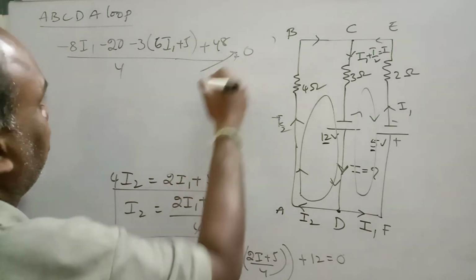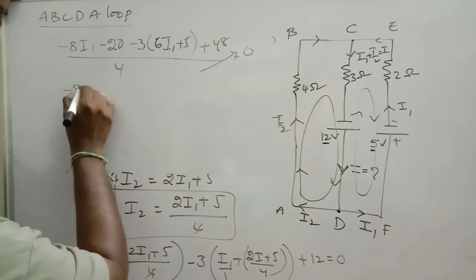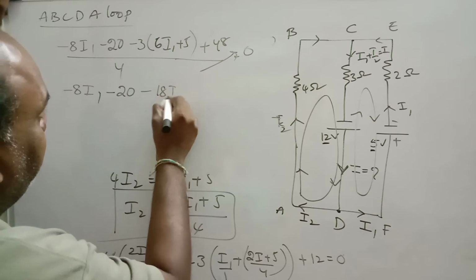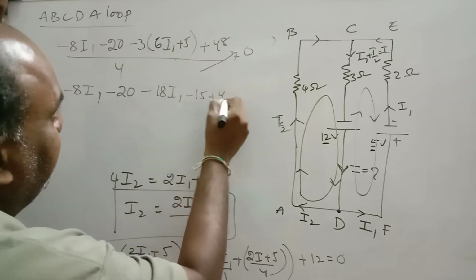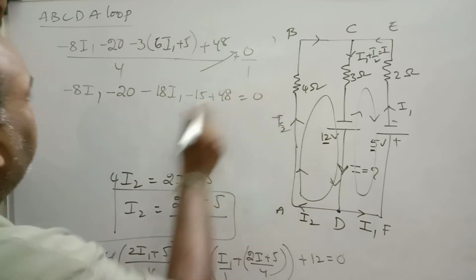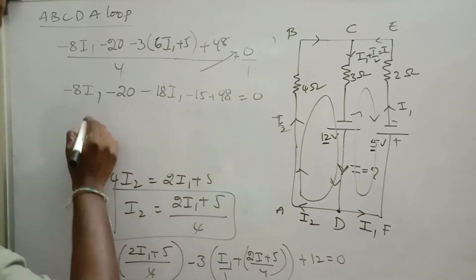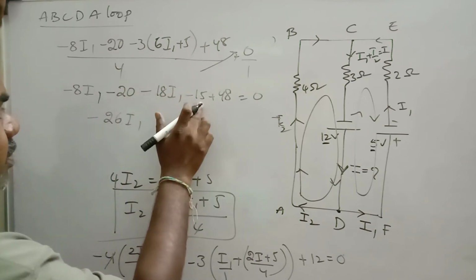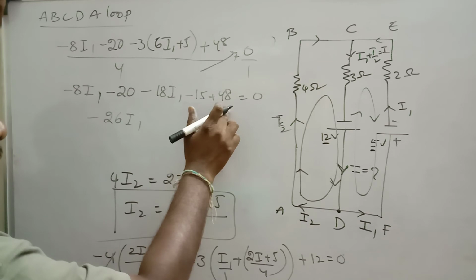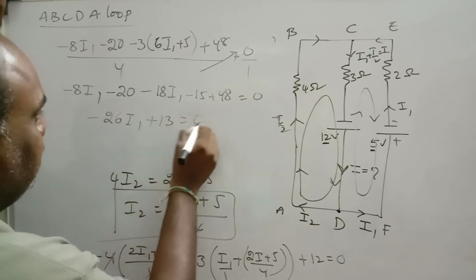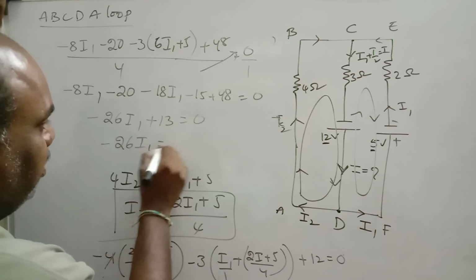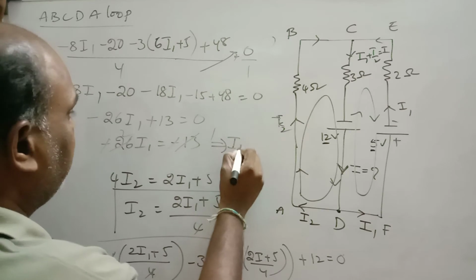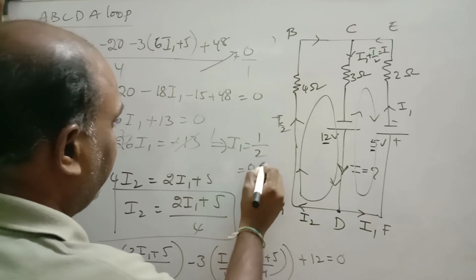Now just cross multiply, 4 goes into the numerator, it becomes 0. Minus 8 I1 minus 20, minus 6 into 3, 18 I1, plus into minus 15, plus 48, 0 into 4 is nothing but 0. Now minus 8 I1 minus 18 I1 is minus 26 I1, minus 20 minus 15 is minus 35, plus 48 is plus 13, equal to 0. Minus 26 I1 is equal to minus 13, cancel, 13 ones 13 twos. From this, I1 is equal to what will happen? 1 by 2. 1 by 2 means 0.5 ampere.